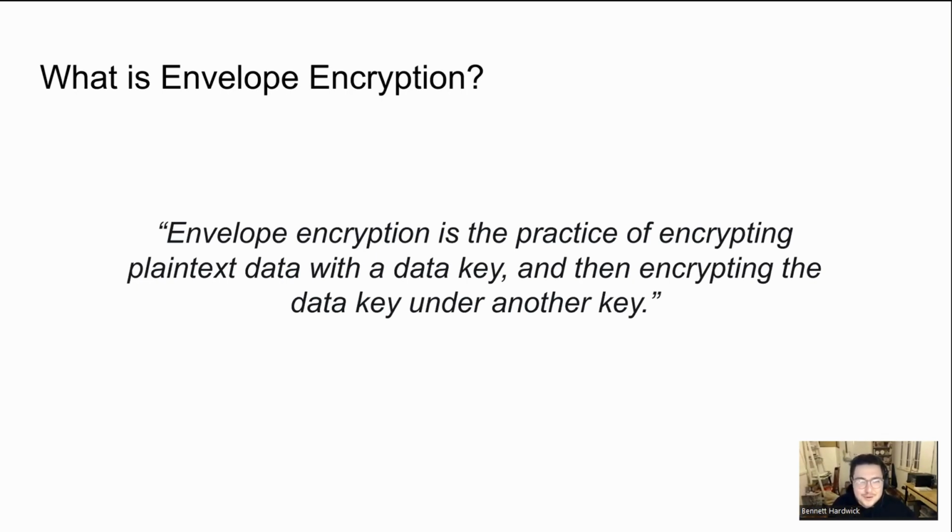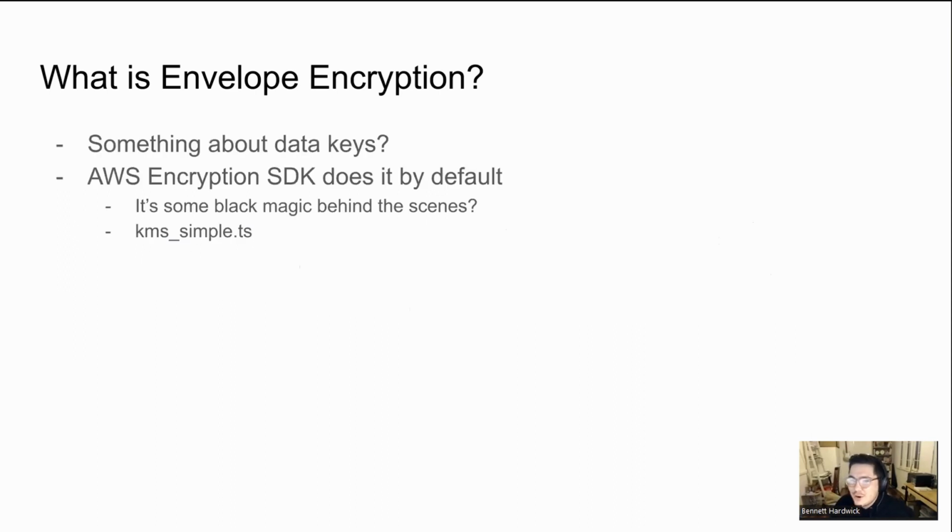I only saw one mention of envelope there. I thought there'd be like 3 or more. And there's all these mentions of data keys. So when I asked what is envelope encryption, it's just this whole bunch of stuff with data keys.